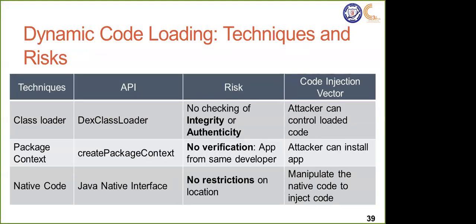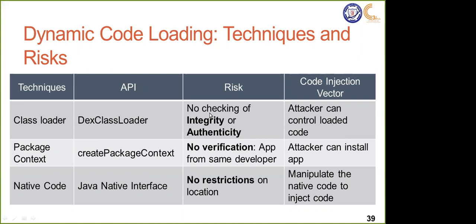So these are some vulnerabilities. Let's see some advanced threats which are introduced as a functionality by Android but can be exploited by attackers, or new vulnerabilities may be introduced because of them. One is dynamic code loading. Dynamic code loading means that any application can load some external code, which is not part of the application, at runtime. There are some techniques, the class loader, package context, or native code, which can be used to perform this dynamic code loading. DexClassLoader is the API generally used to perform dynamic loading of Dex code.